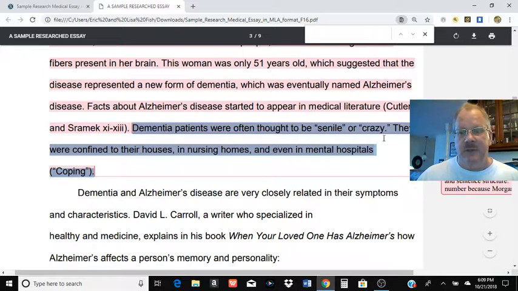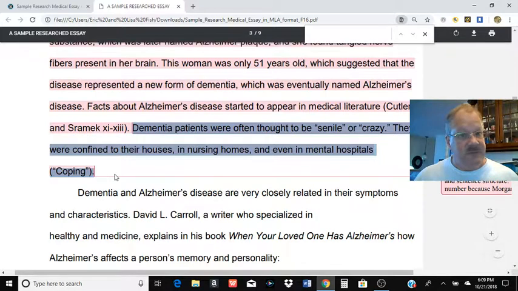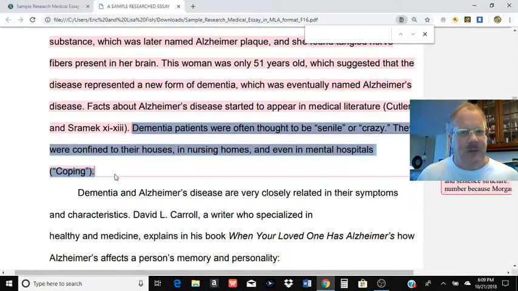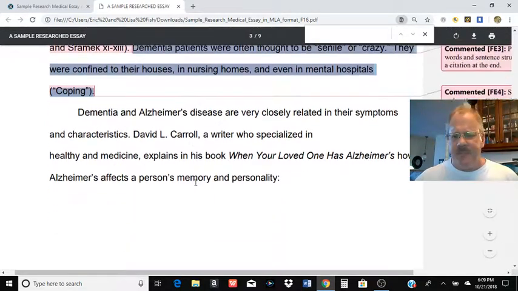Dementia patients were often thought to be senile or crazy. They were confined to their houses and nursing homes and even in mental hospitals. Then we get a citation there. And what she's saying is that I got this information from somebody, but I put it in my own words and sentence structure to keep it short, or to keep the style going. So it didn't make a big break in the essay.